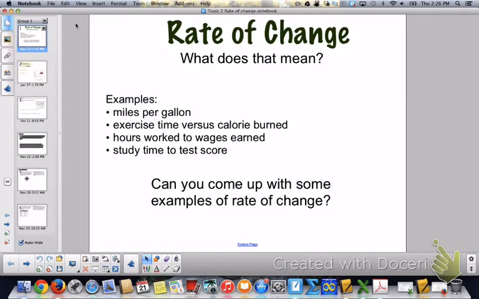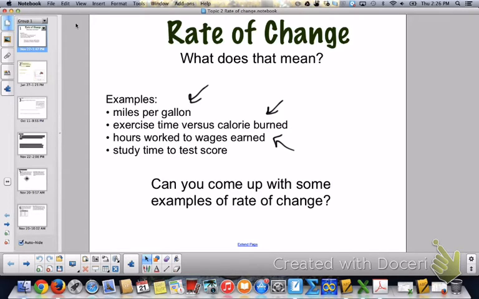Right, topic 2 is rate of change. What does that mean? Well, we deal with rate of change every day. Examples: miles per gallon, okay? Exercise time versus calories burned, okay? Or steps versus calorie burn for those that count their steps. Hours worked to wages earned, so it's kind of your wages per hour. Study time to test score. We've talked about, the more study time you have, the better your test score is.